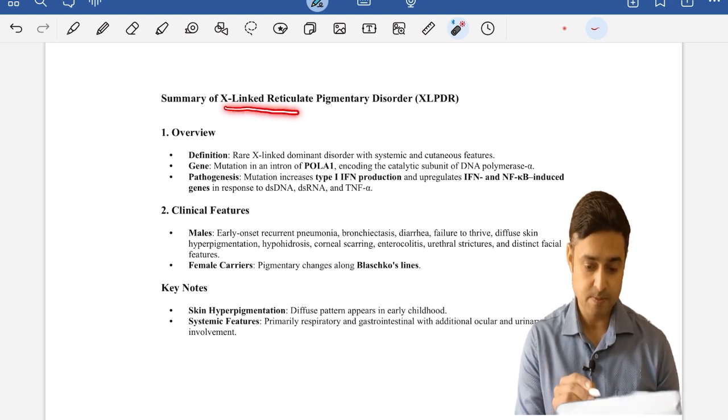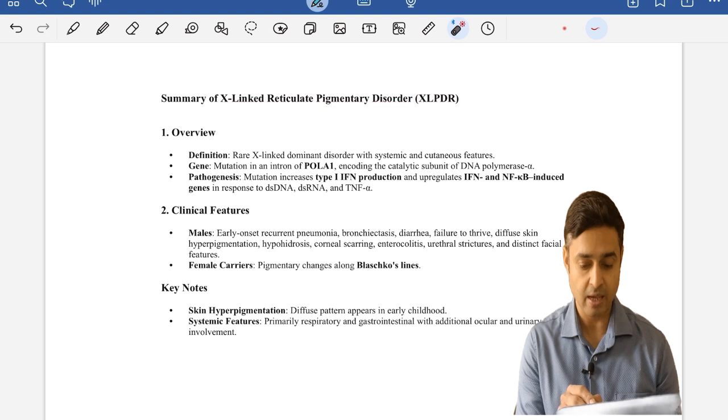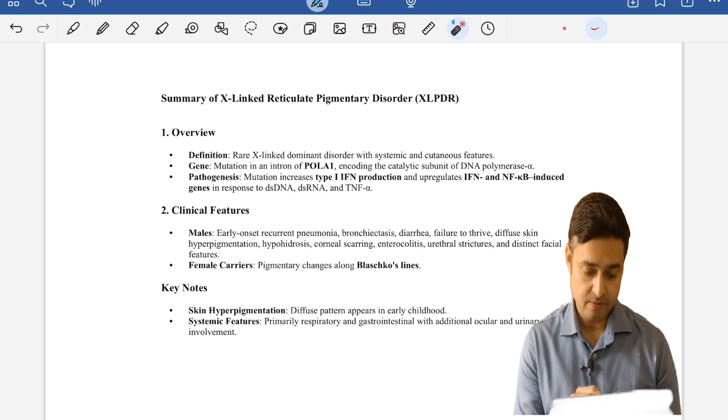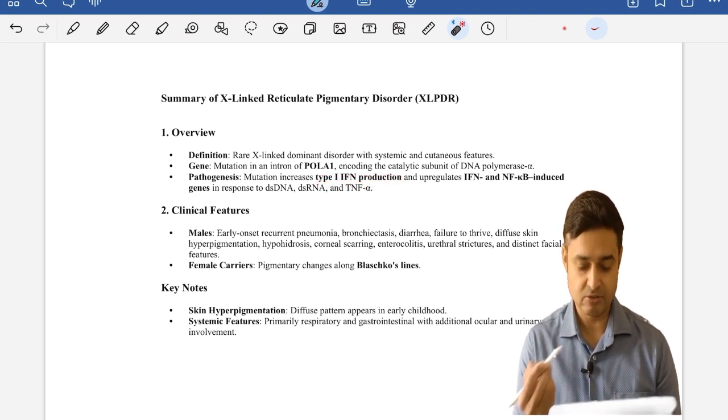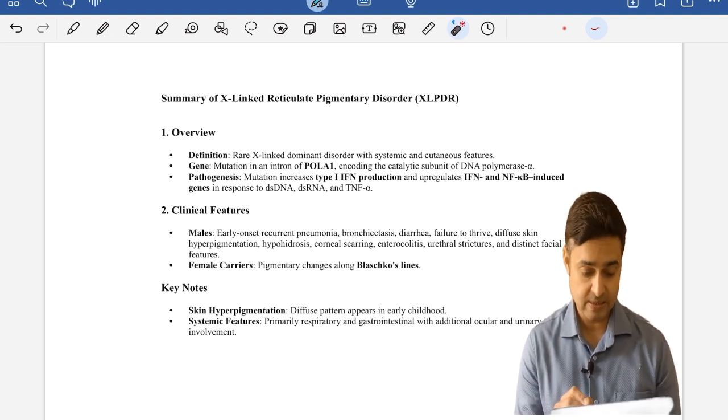Next disease in the spectrum is X-linked reticulate pigmentary disorder, XLPDR. This is a rare X-linked dominant disorder, which is important. It is caused by a mutation in an intron of the POLA1 gene. Pathogenesis is due to increased production of type 1 interferon, which is the common pathophysiology of these diseases.